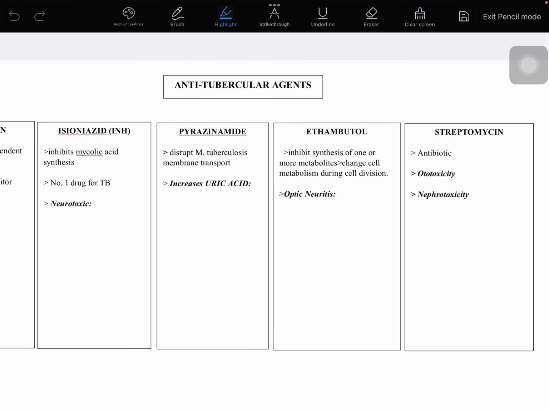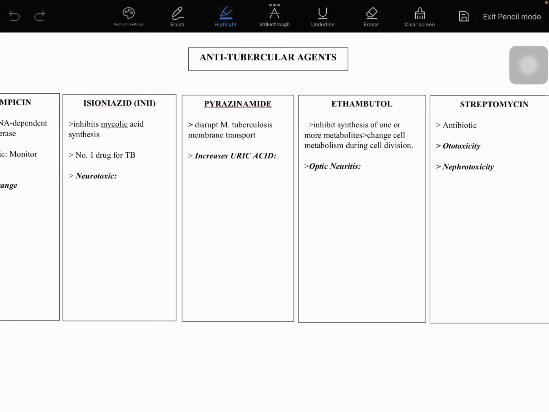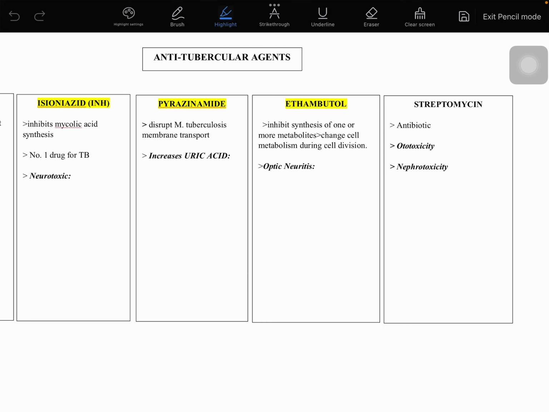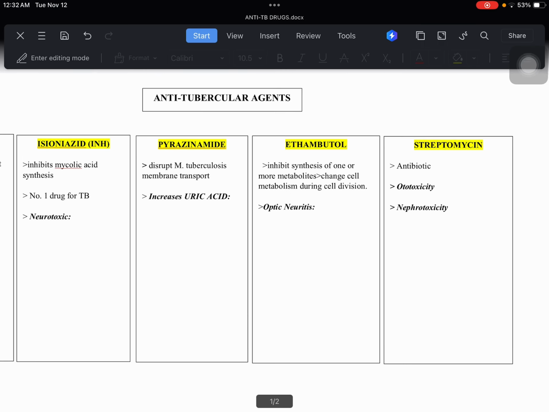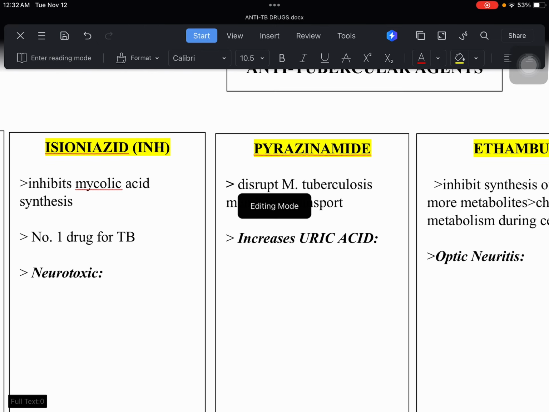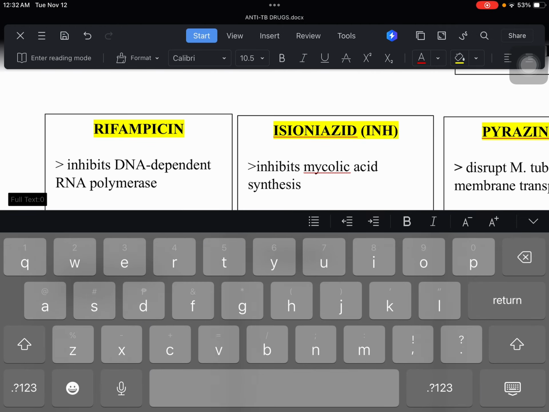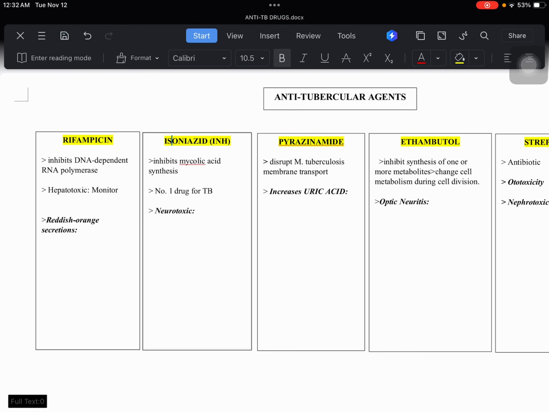So we have here the different anti-tubercular agents natin. Of course, you have your rifampicin, your isoniazid or your INH, your pyrazinamide, your ethambutol, and your streptomycin. So yung spelling po ng isoniazid natin, wait lang. Palitan natin. Yung spelling po ng isoniazid natin, that should be iso lang po. Okay, wait lang. Ayan, ganyan lang dapat. Isoniazid.